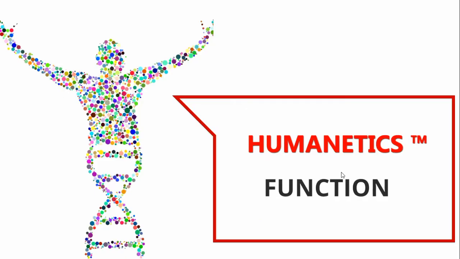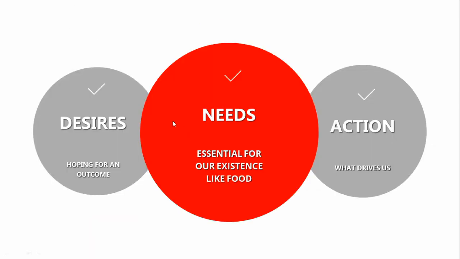So now I'm going to explain the Humanetics function. Now I talked about the brain specifically, and this time I'm going to talk about the human in general. You may know this, even if it's not noted as a pyramid, but actually these are the functions of the Maslow pyramid. The Maslow pyramid relies on desires, needs, and action. Desires, what do I mean by desires? Desires are hoping for an outcome, right?